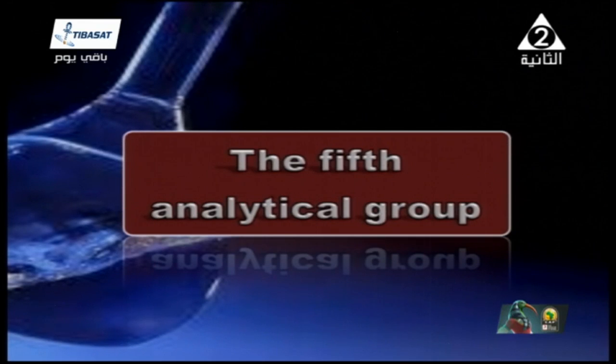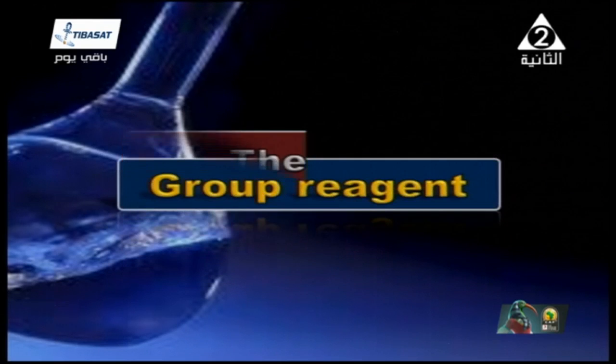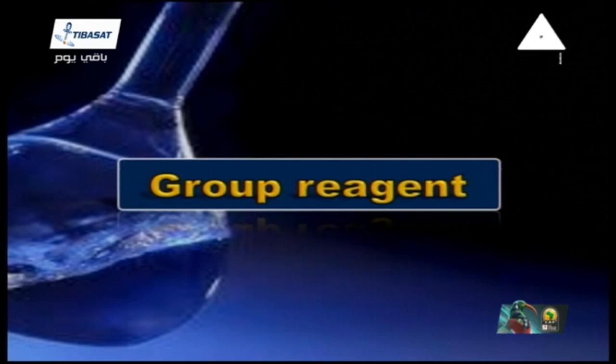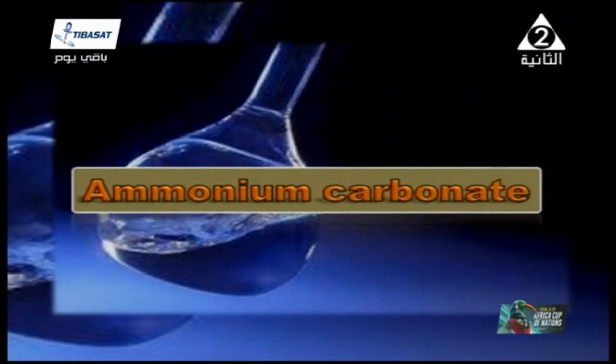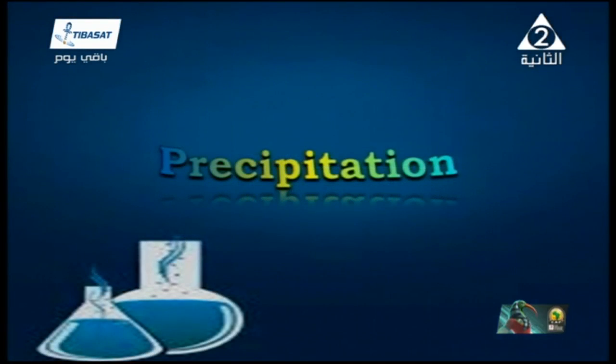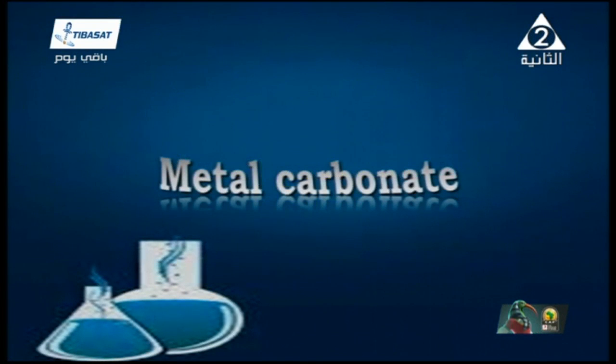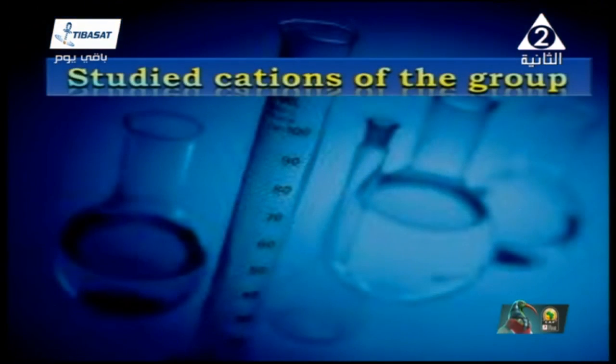Now, my dear student, we are going to discuss the fifth analytical group. We didn't have a fourth analytical group. The group reagent for the fifth analytical group is ammonium carbonate. The precipitation that happens here on adding ammonium carbonate to the salt solution gives a metal carbonate which is insoluble in water. The studied cation of this group is one of the cations.